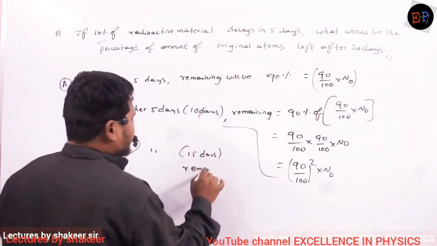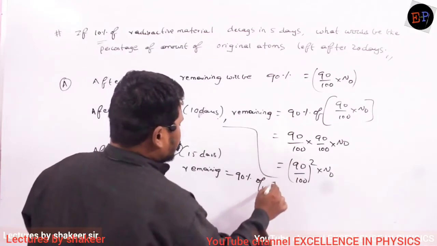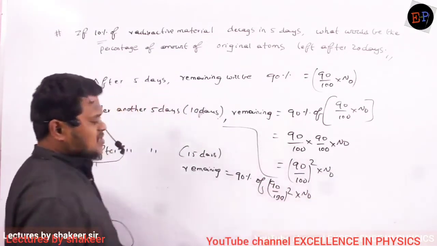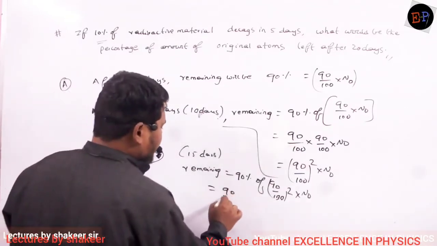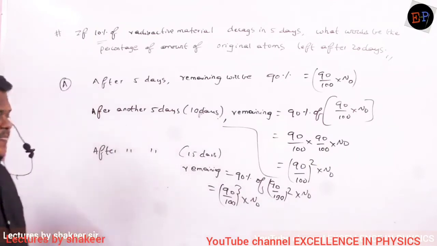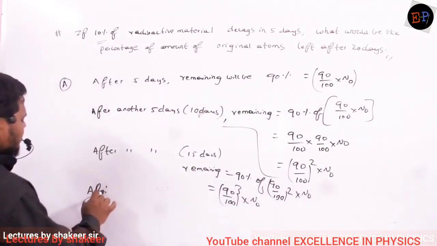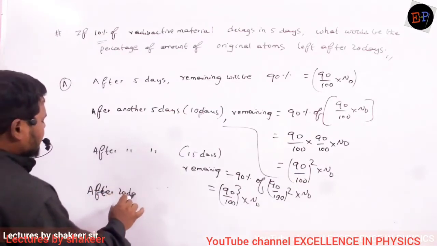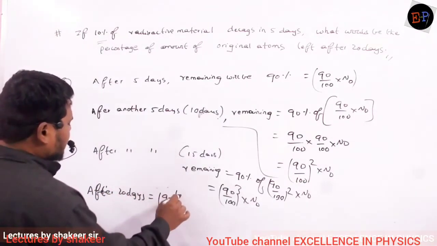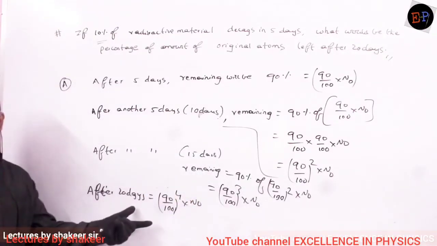Okay ma, the remaining will be how much? Again it is 90% of these atoms. 90 by 100 whole square multiplied by N naught. So can I write it as 90 by 100 whole cube multiplied by N naught? So finally after 20 days, that means after another 5 days, definitely it should be 90 by 100 power 4 multiplied by N naught. So this will be the remaining atoms.